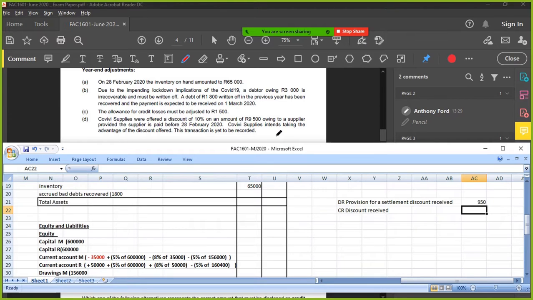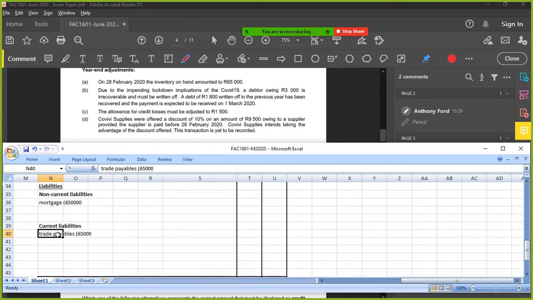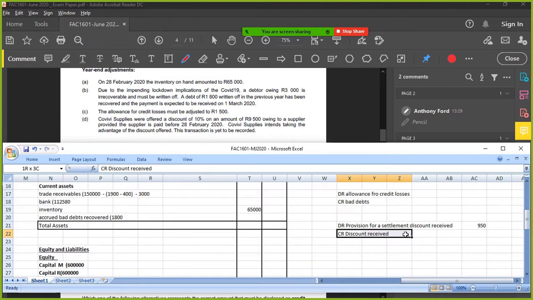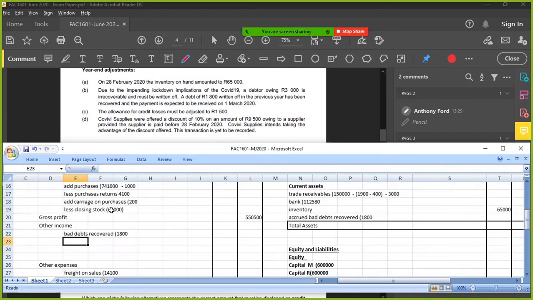All right, and obviously it's going to take place. So the debit provision for settlement discount received would come off your trade payables. Minus 950. And then you would have a discount received of 950. It's a discount that we're receiving, so it's going to be part of your 1,000 here. So you're going to minus 950, because remember, discounts that are received will be offset against your purchases.